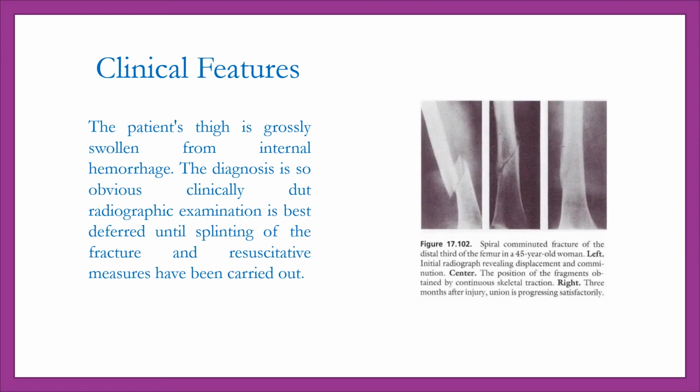Figure 17.102. Spiral comminuted fracture of the distal third of the femur in a 45-year-old woman. Left, initial radiograph revealing displacement and comminution. Center, the position of the fragments obtained by continuous skeletal traction. Right, 3 months after injury. Union is progressing satisfactorily.